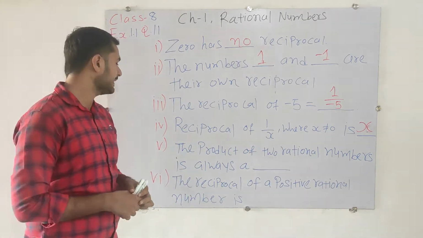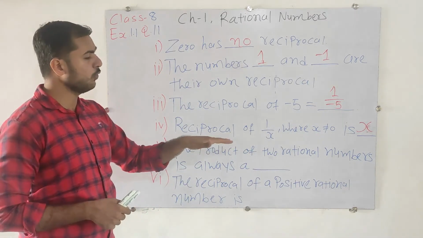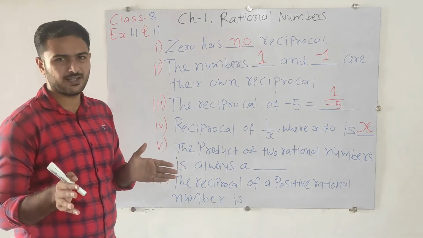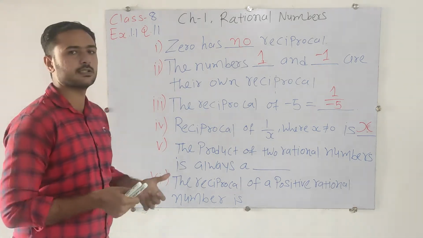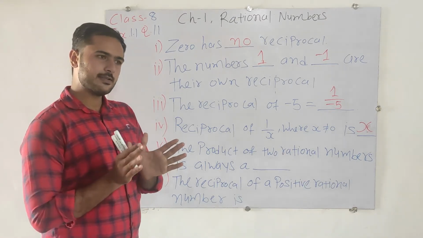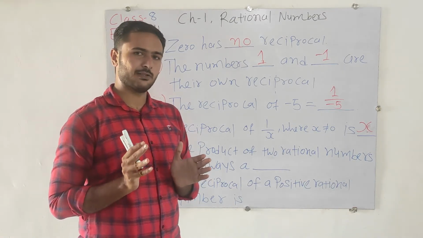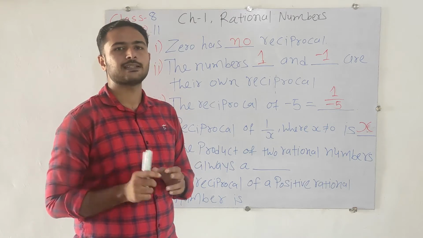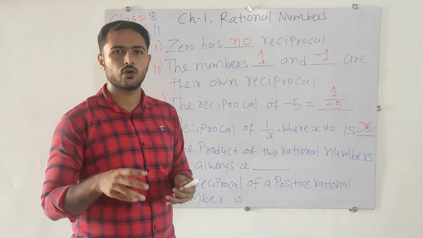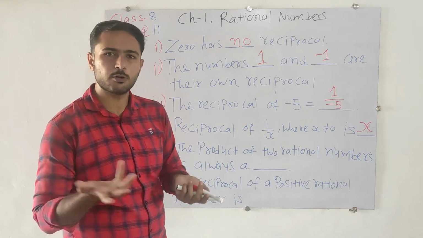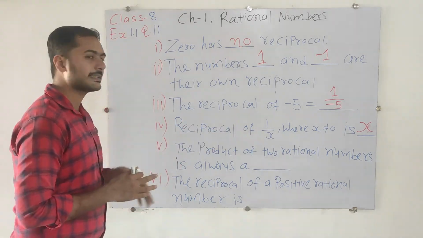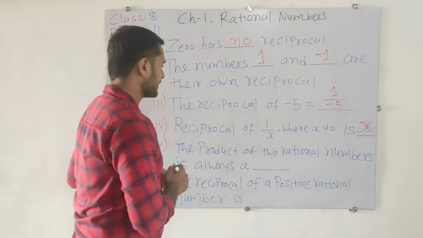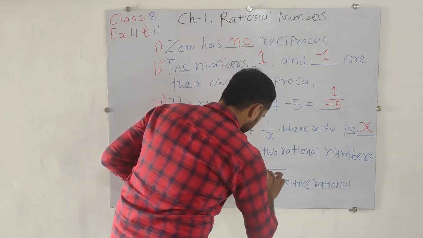Fifth one: the product of two rational numbers. Product of two rational numbers means multiplication of the two rational numbers. So if I multiply 1 by 5 by 1 by 6, the answer will be 1 by 30. And 1 by 30 is again a rational number only. So the multiplication, or the product, of two rational numbers is always a rational number only.